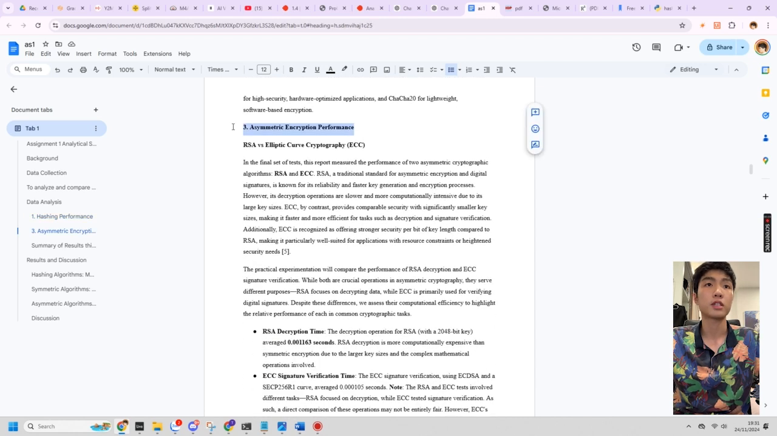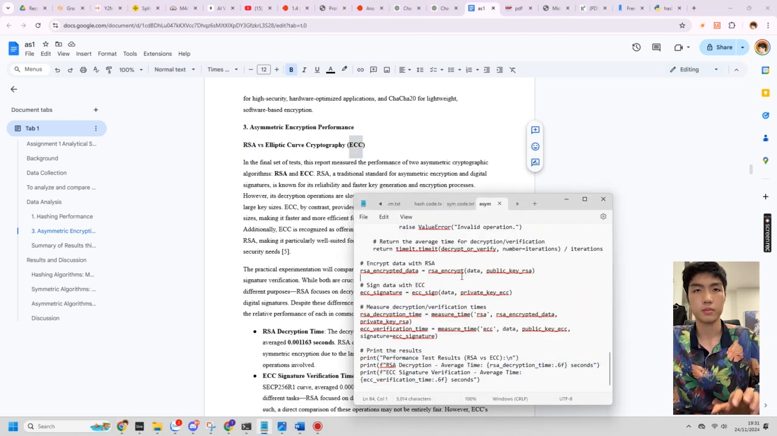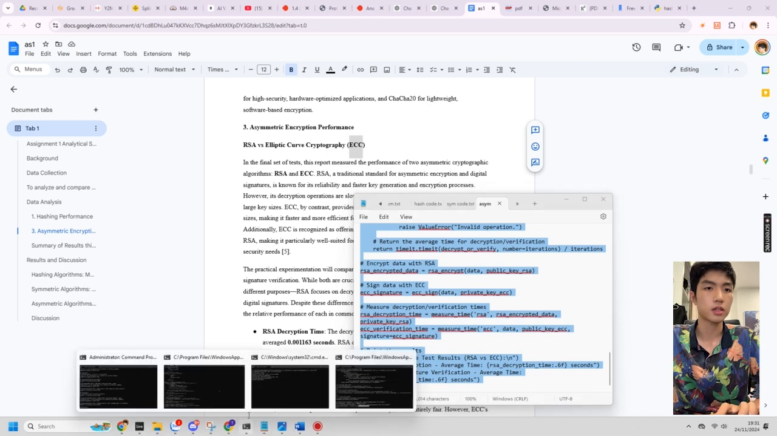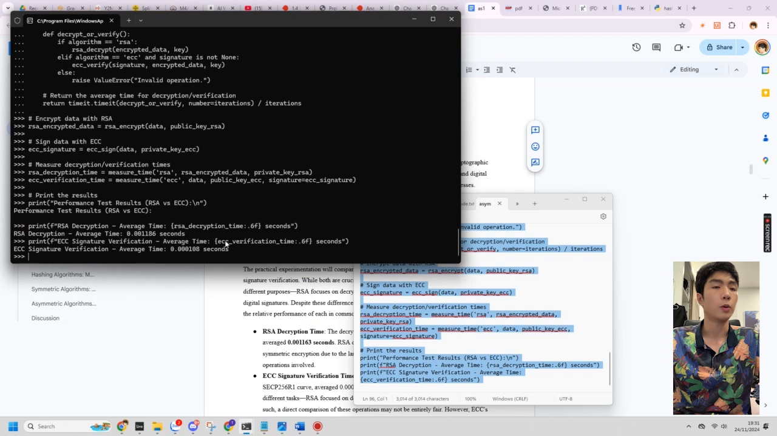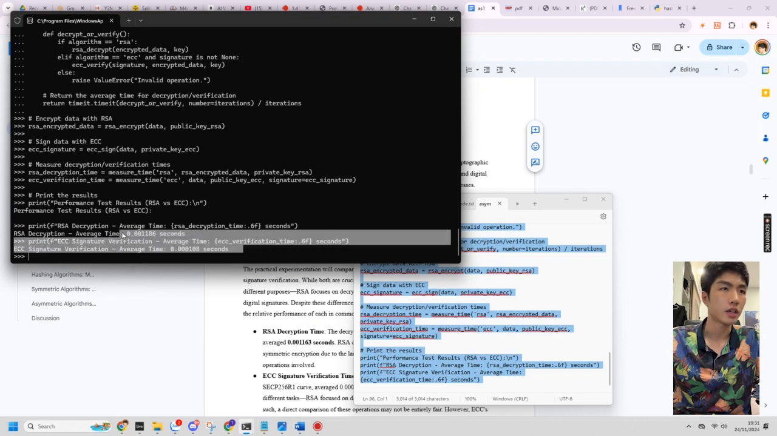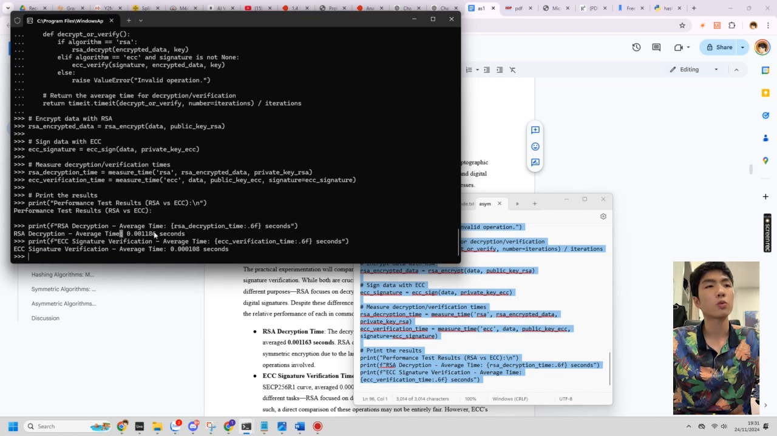And for asymmetric encryption, I compared RSA with ECC. This was the code that I used. Here we can see the output. The time difference is quite significant, although there was one caveat that we should note, which is that they were tested based upon different tasks.